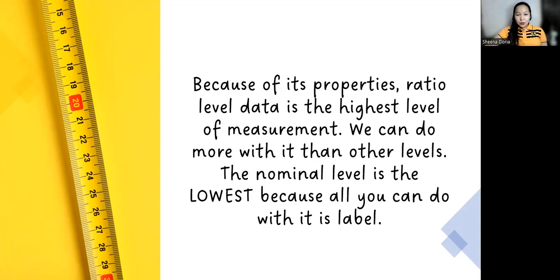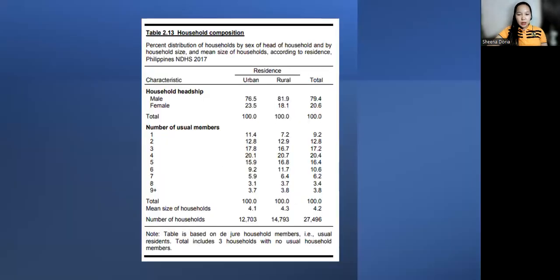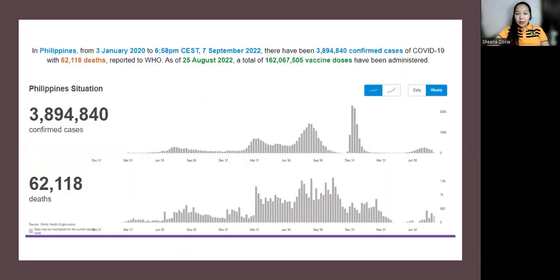Okay? So these are examples of ratio level data. First is household composition. It can be 0, or 1 to 9, which is why we have the mean size of households. Another one is COVID cases, and we really want to achieve that the daily cases are 0 or near zero, right? So zero is possible.